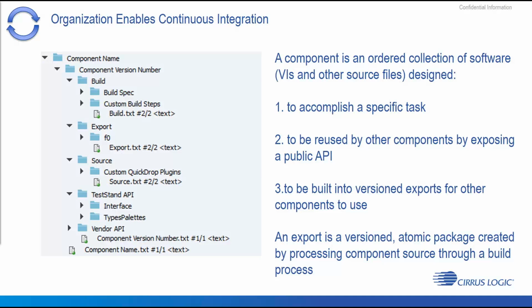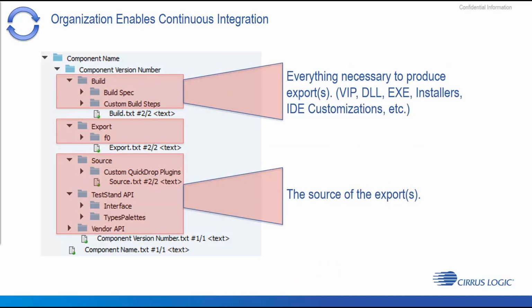Okay, last thing, an export. It's a versioned atomic package, non-divisible, created by processing some portion of the component source through an automated build process. So from components spawn exports. An example is you might produce an executable, but you also need to produce an installer that installs that executable. You might need to make a DLL, and then the API that exposes that DLL inside of LabVIEW. Both of those are exports of the same source. So you can have N exports for a singular component. Okay, I jumped ahead of myself and explained this when I shouldn't have.